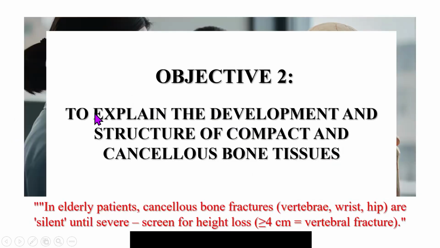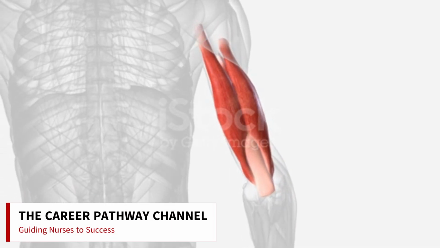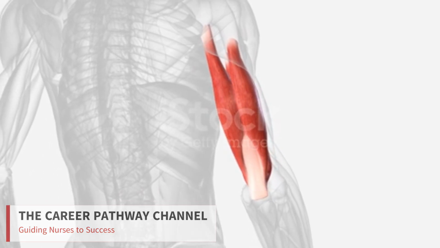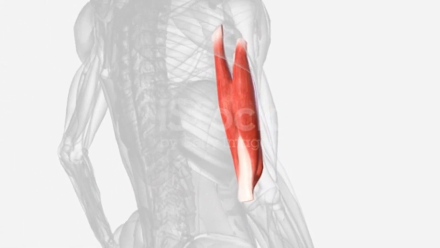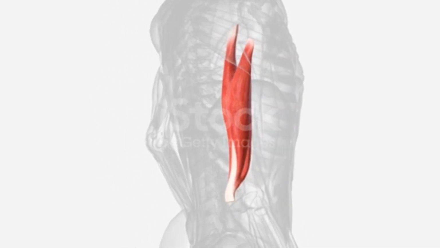Objective number 2. We want to explain the development and structure of compact and cancellous bone tissues. Take note of this. In elderly patients, cancellous bone fractures such as fracture in the vertebra, fracture in the wrist, and fracture in the hip are silent until very severe. There is need to screen for height loss in elderly. If you examine the height of the elderly and there is height loss greater than 4 cm, this could be vertebral fracture. Let's examine compact versus cancellous bone.